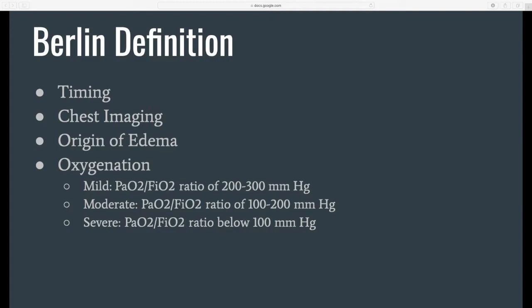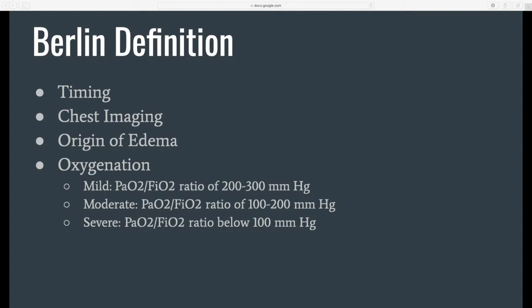Within 1 week of known clinical insult or new or worsening respiratory symptoms, with the chest imaging looking for bilateral opacities not explained by effusions, lobar lung collapse or nodules. Origin of the edema is not cardiac failure or fluid overload. And as Trevor mentioned earlier, for oxygenation, different severities.